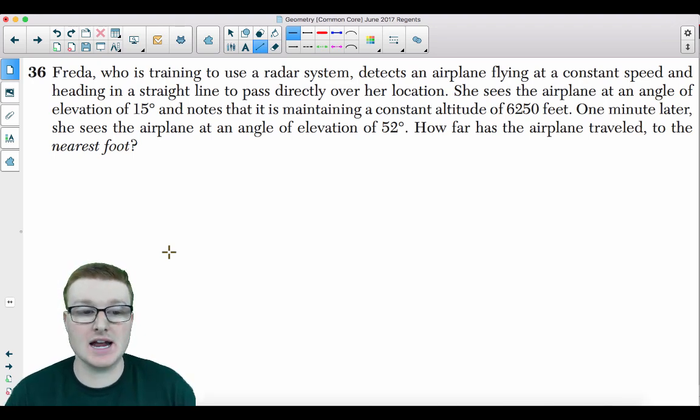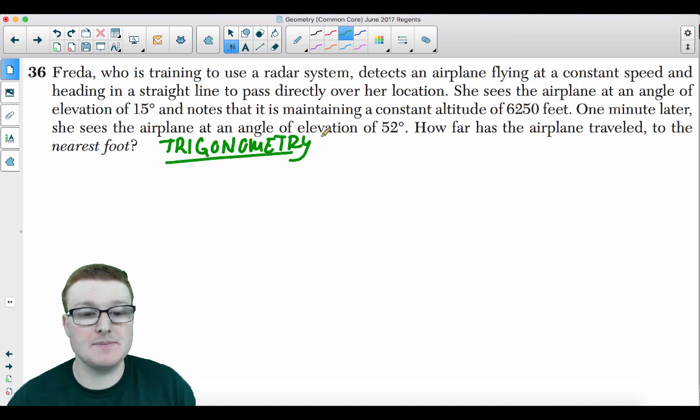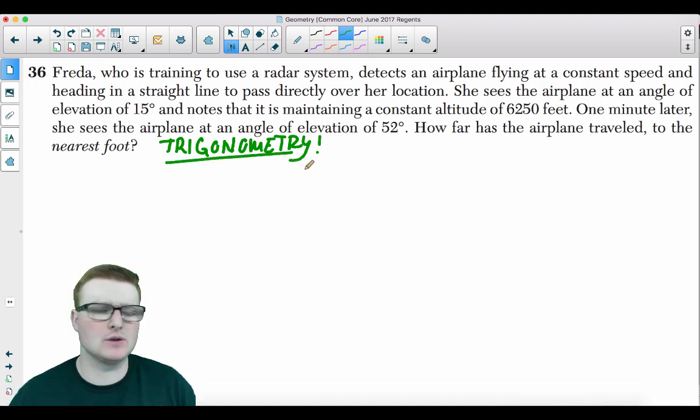One minute later, she sees the airplane at an angle of 52 degrees. How far has the airplane traveled to the nearest foot? And if you don't know that this is strictly a trigonometry question, you are either sleeping or really confused. Probably you're really confused. But if you got it, great.